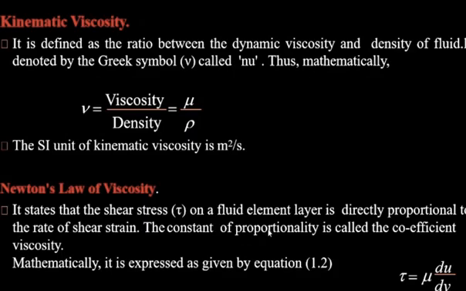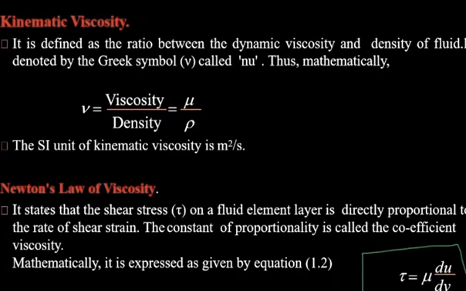Next we will see Newton's law of viscosity. So what does Newton's law of viscosity state? It states that the shear stress tau on a fluid element layer is directly proportional to the rate of shear strain. So the constant of proportionality is called the coefficient of viscosity. This is already read, but it is termed as Newton's law of viscosity.